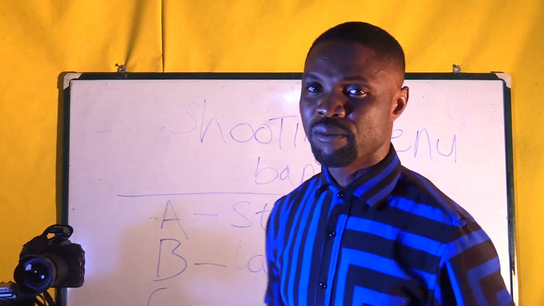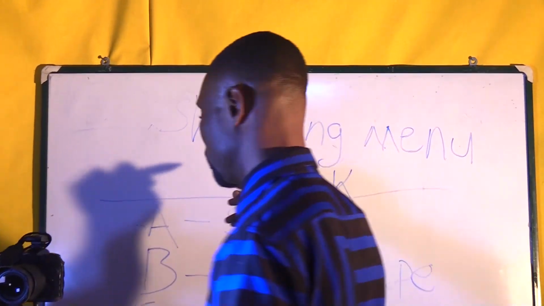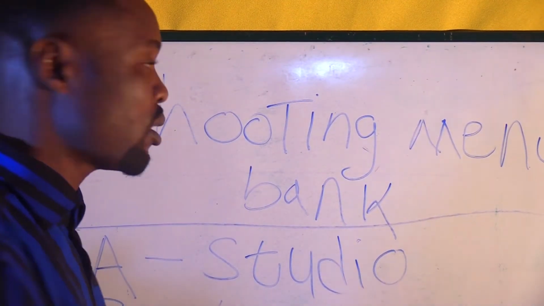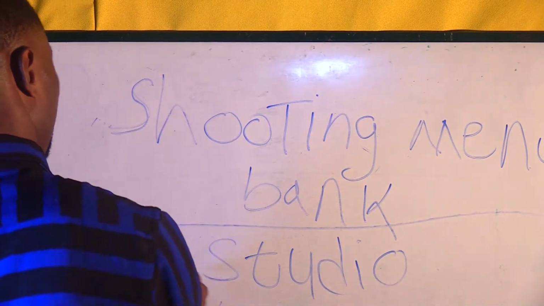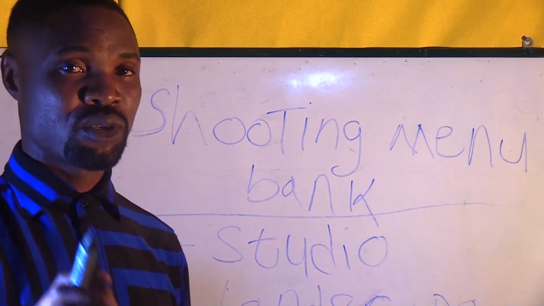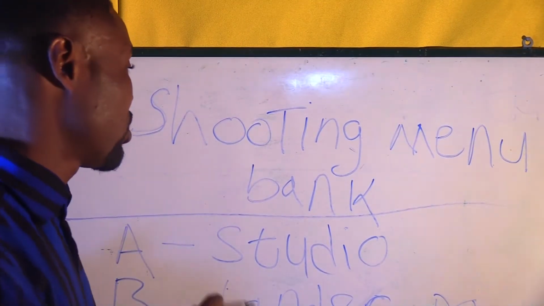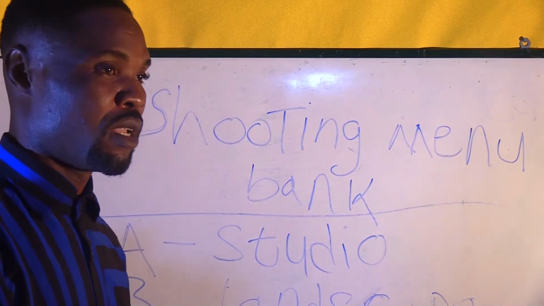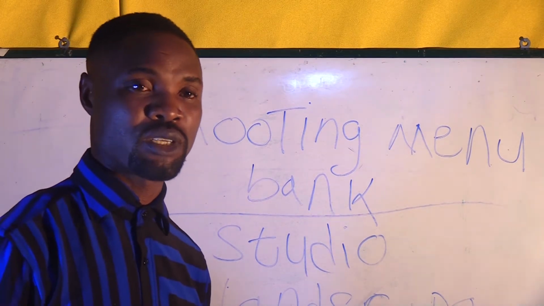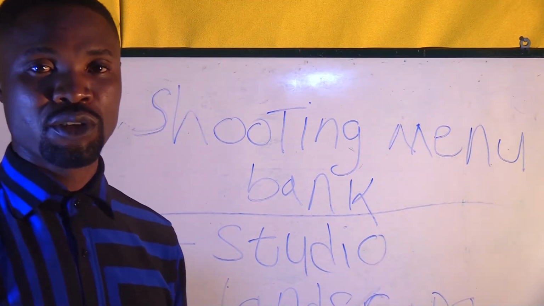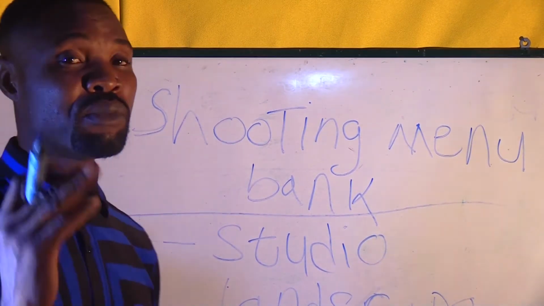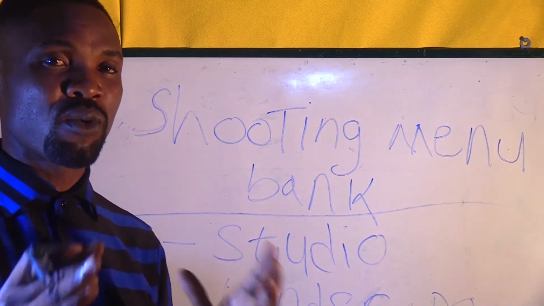If you look at my board here, this is what we are talking about today. This is the S, the shooting menu bank. I want you to concentrate and pay attention to it very carefully, because this is where most photographers make mistakes. They see some settings or functions they don't know the operations of in their camera, and without understanding the operation of these functions, you might not be able to have good settings to get a quality image.